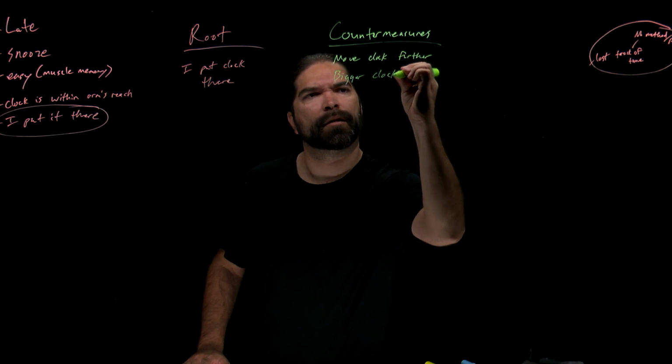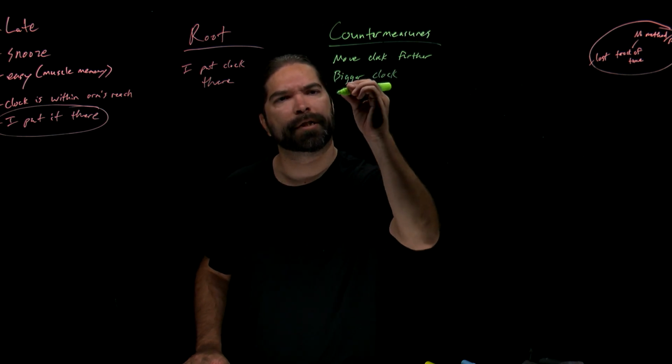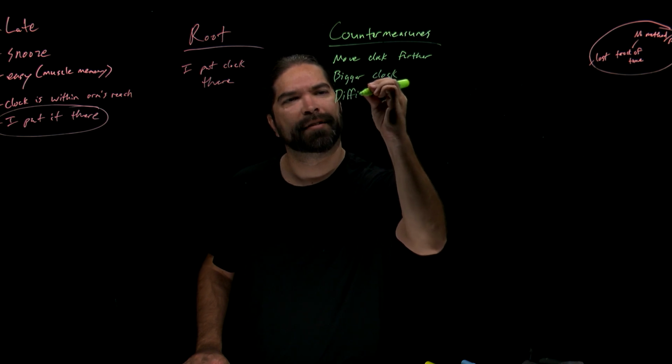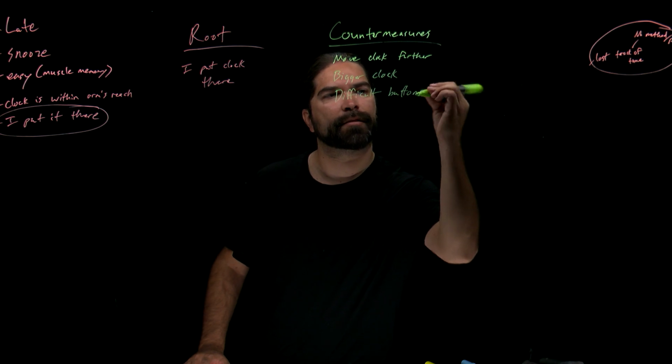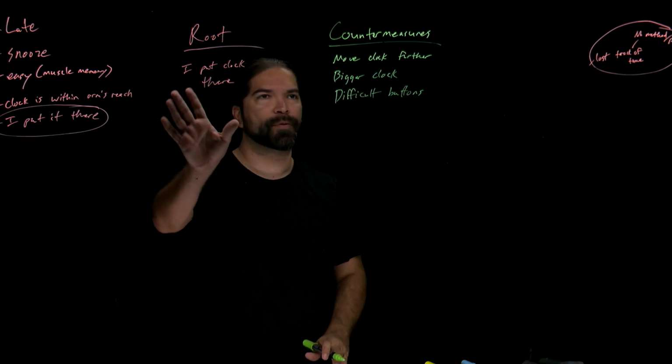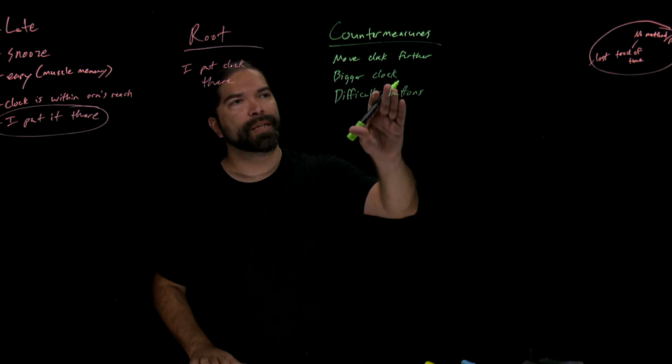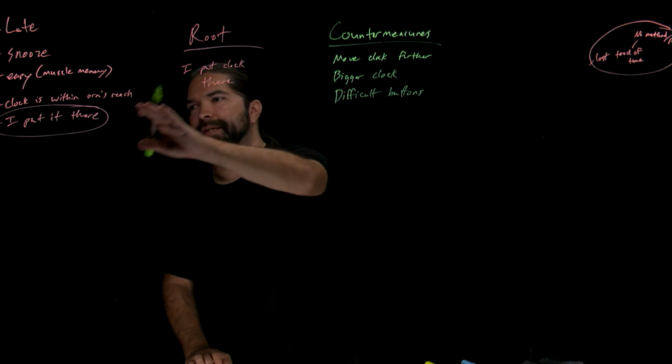Bigger clock. Put it more fidgety buttons. It's difficult buttons. You're going to get a bunch of ideas that come out of this, sort of root cause countermeasures phase. You want to think about what actually addresses the root cause here.